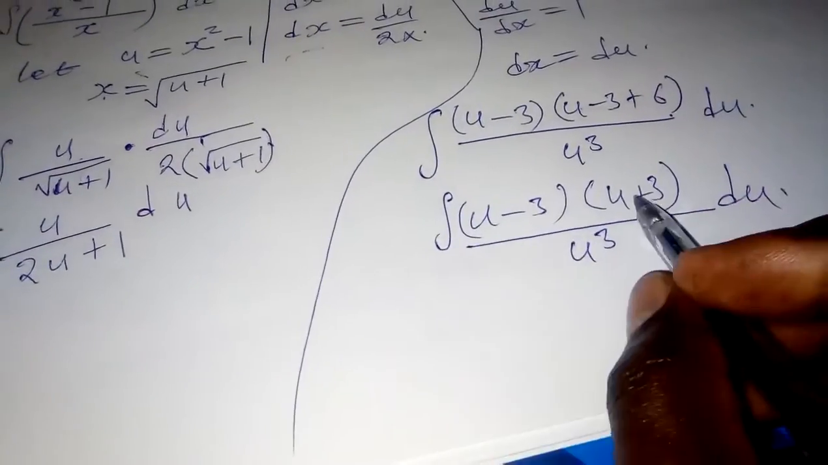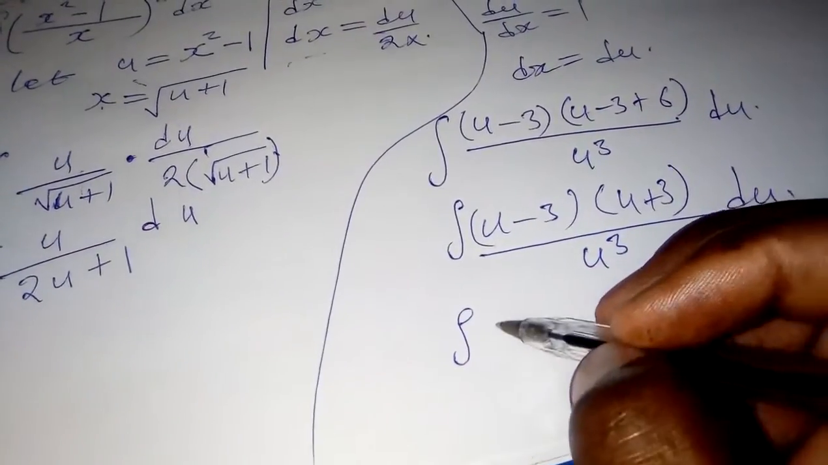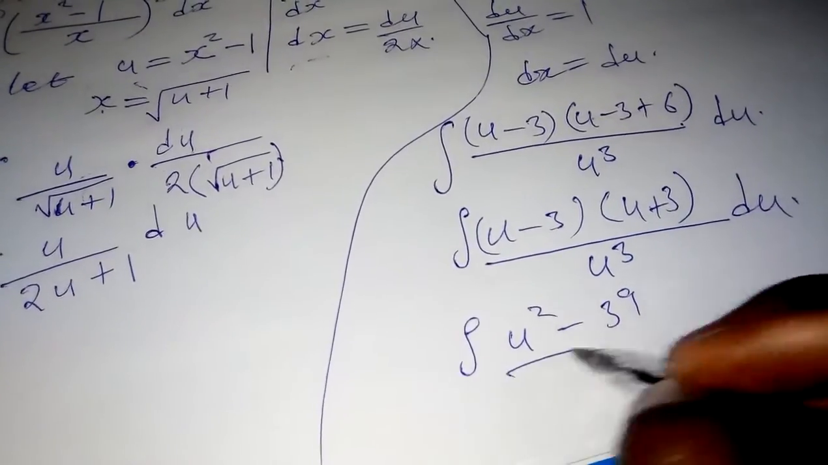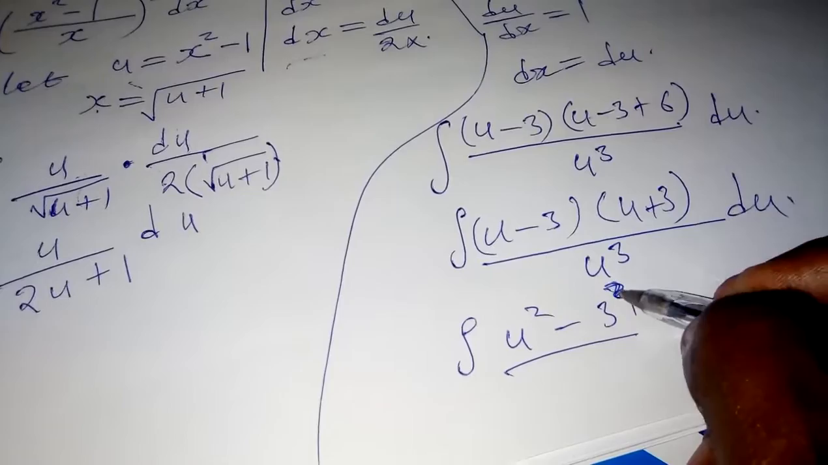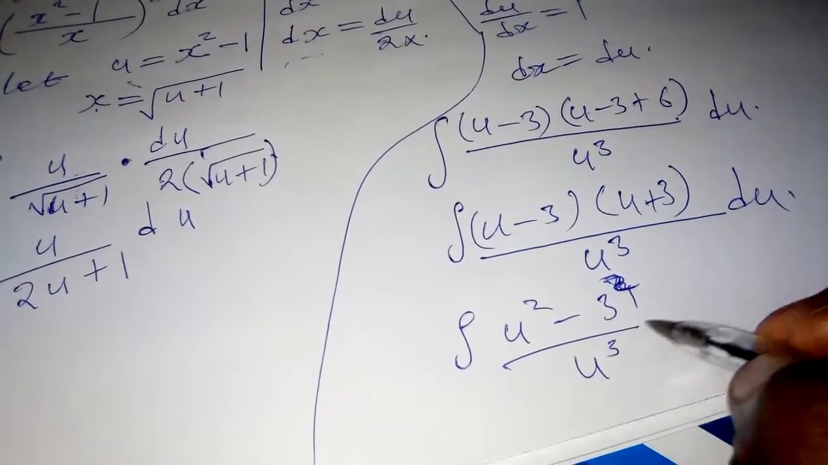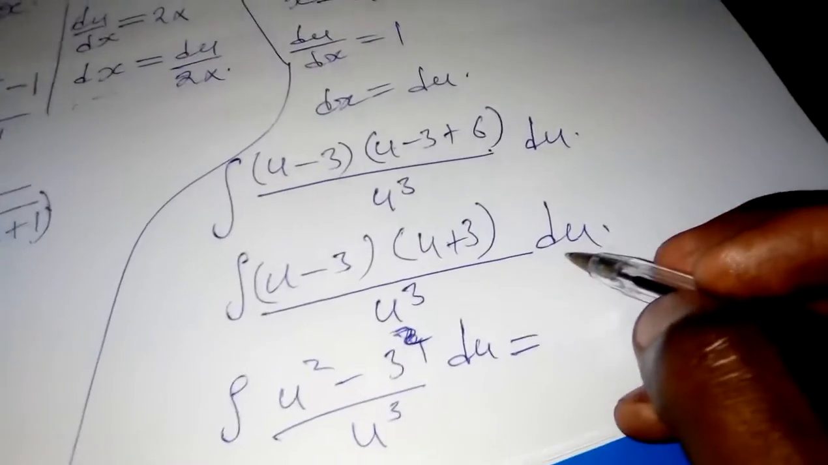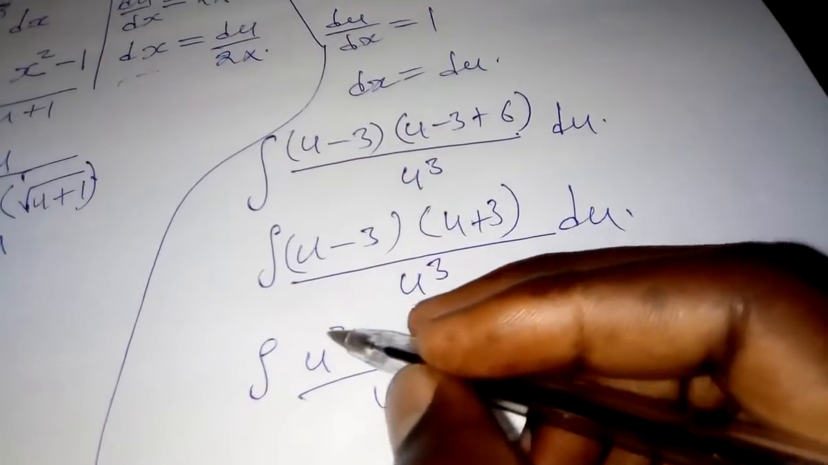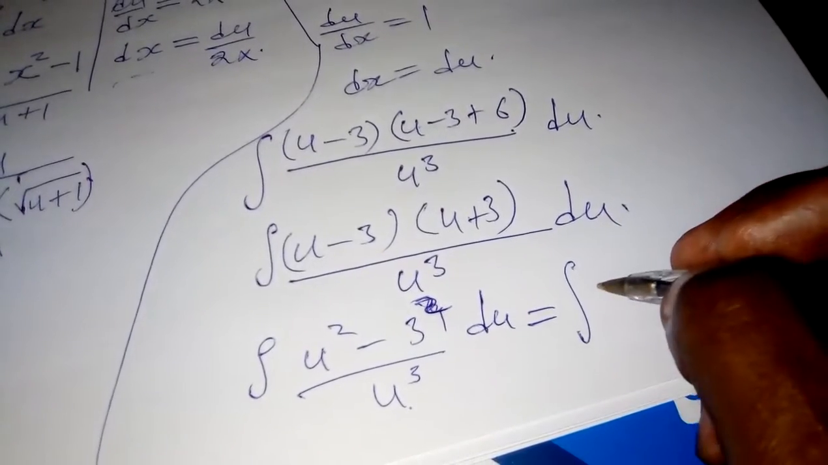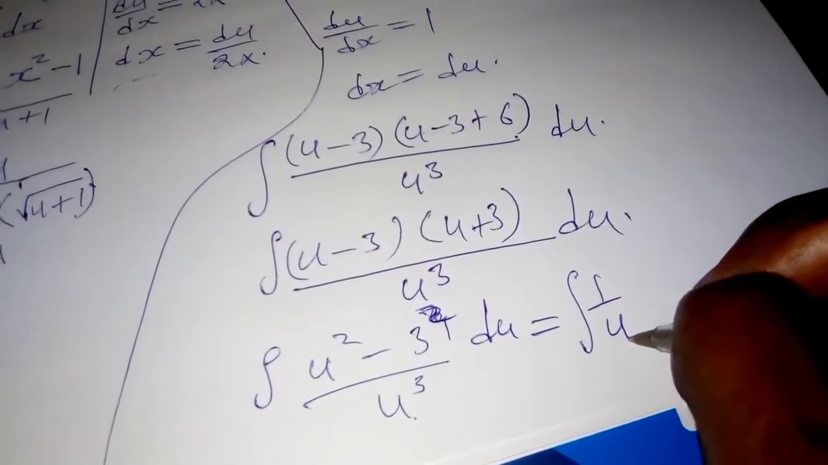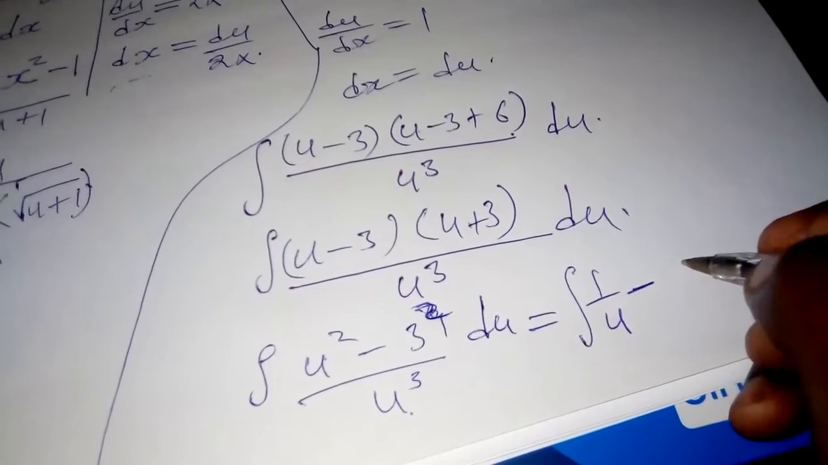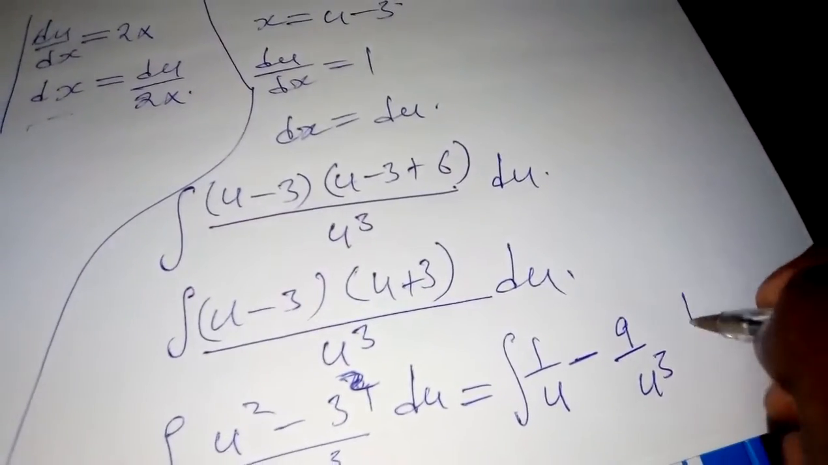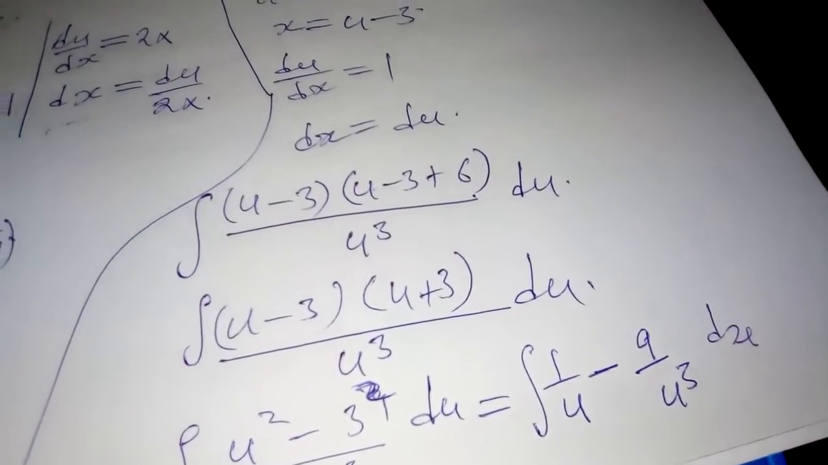So you can see that this is the difference of two squares. So in short, you can just say u squared minus 3 squared over u to the power 3 du, which can be simplified as the integral of, when you divide u squared by u to the power 3, you just get 1 over u minus 3 squared, which is 9 over u to the power 3. So integrating this with respect to u.